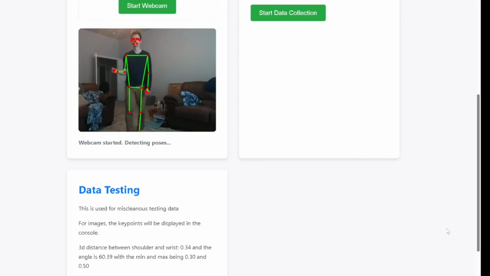I did think of a method that would be a little bit unpredictable. Maybe it would work better. What if I used a neural net and just put in the coordinates of the elbow, the wrist, and the shoulder, and then just had it spit out a degree? I think that would be an interesting idea.